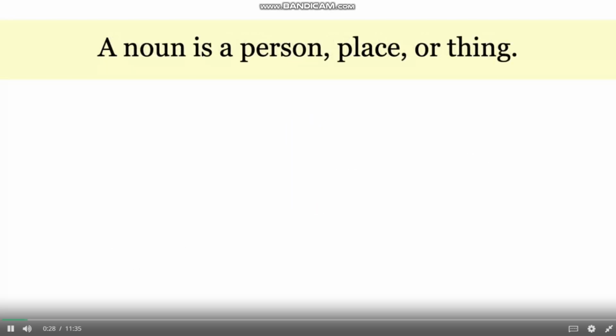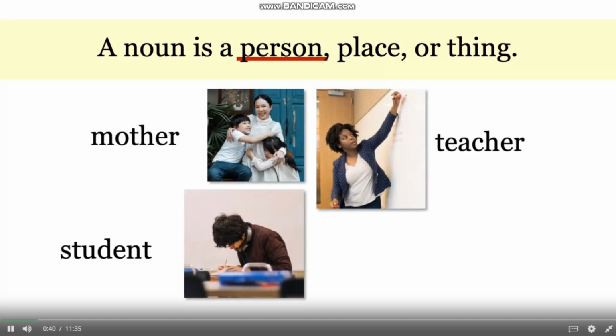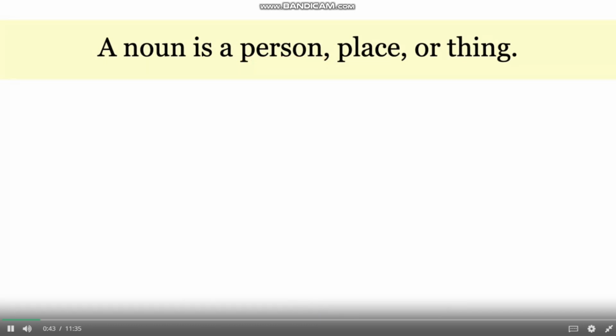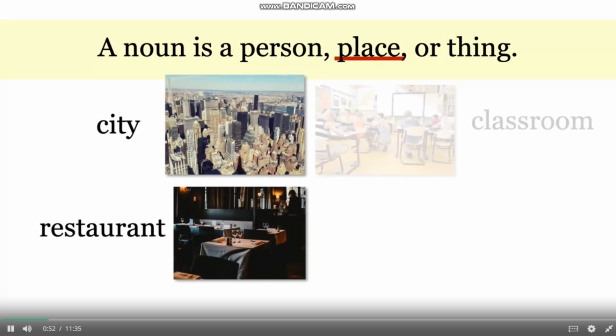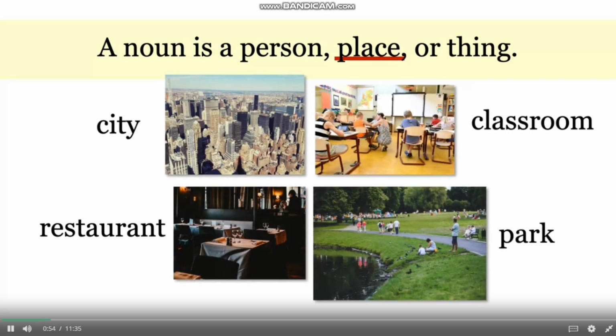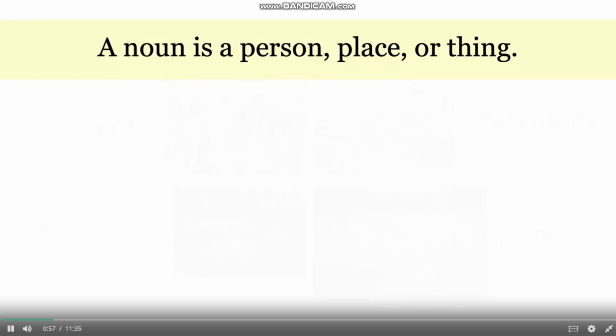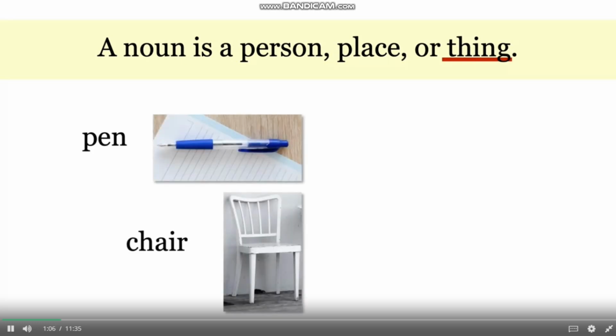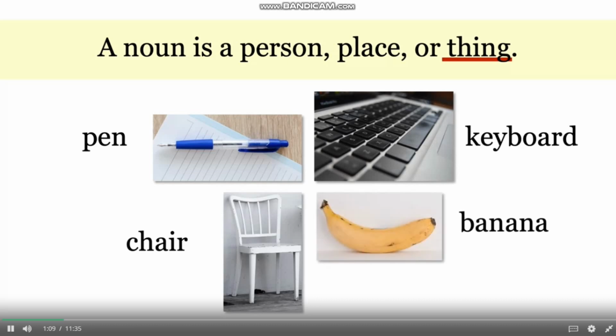To begin, a noun is a word that is a person, place, or thing. For example, a noun is a person, like the words mother, student, teacher, and baby. A noun is also a place. The words city, restaurant, classroom, and park are all nouns. And a noun is a thing. So the words pen, chair, keyboard, and banana are also all nouns.